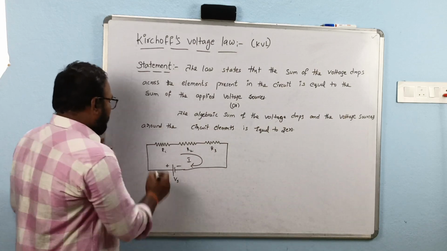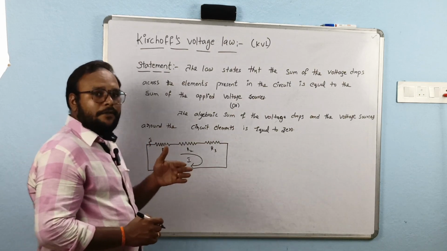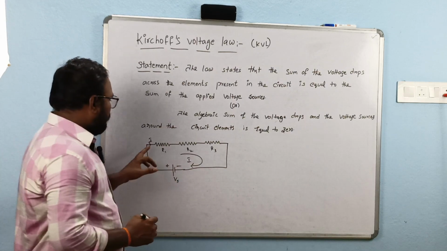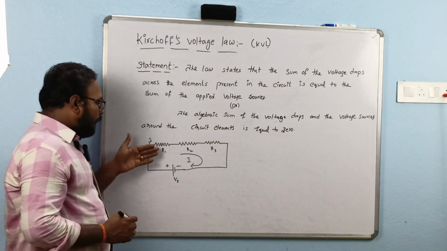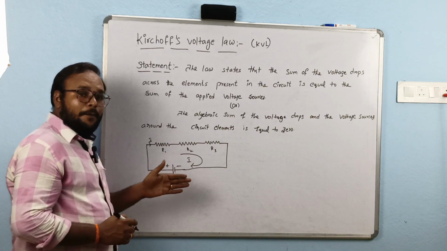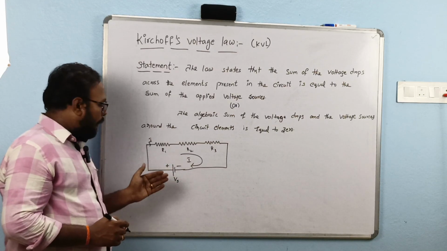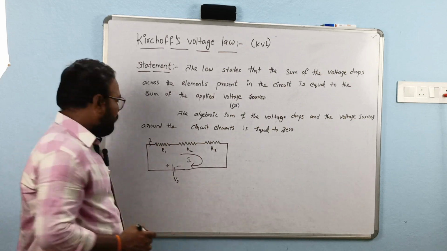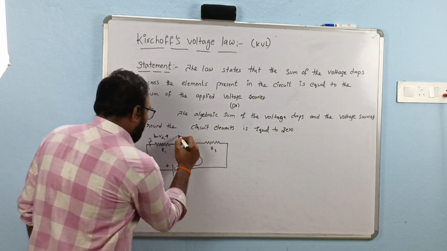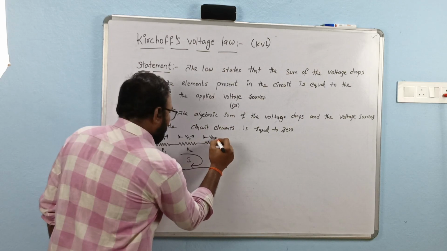Now, what happens? This current I travels through the resistance R1. What is the purpose of using a resistance? It opposes the flow of current through it. So, when the current enters the resistance R1, the resistance opposes the current I. Due to this opposition, there is some drop, known as VD1. Here the same thing happens, VD2. Here also the same thing happens, VD3.